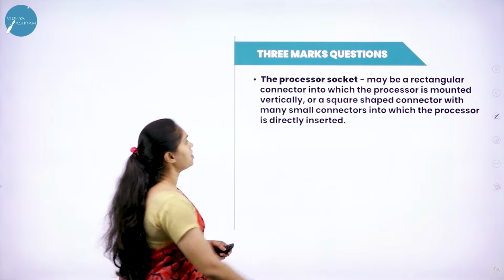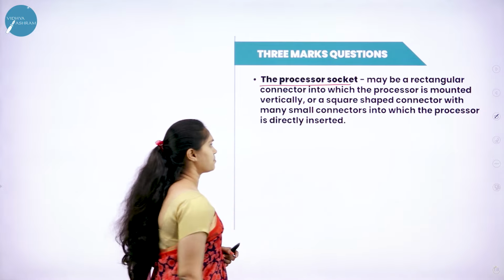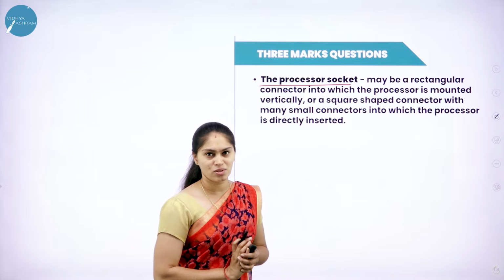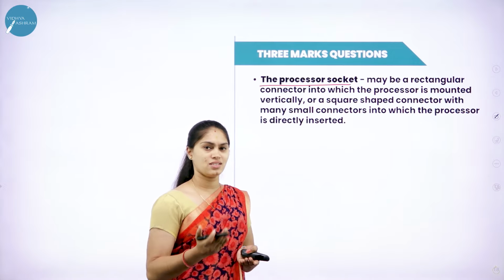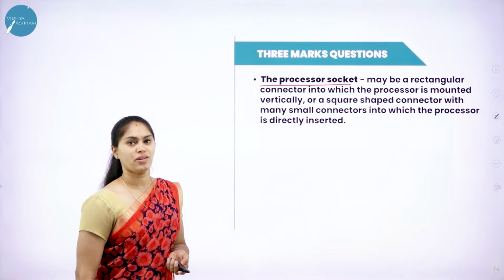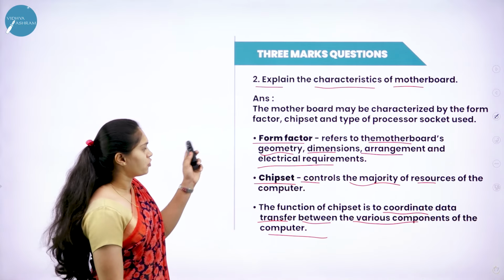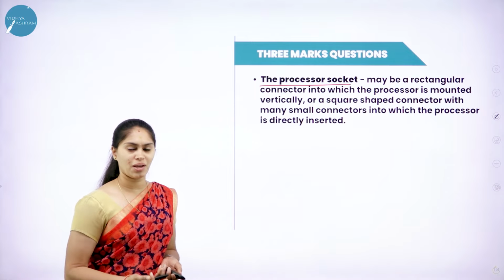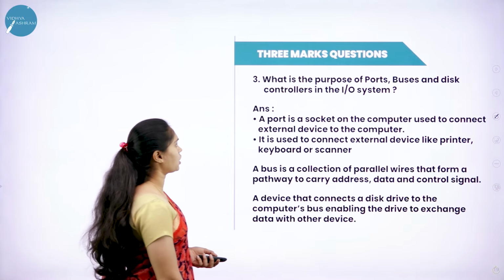And also we have the processor socket. This processor socket is mainly used to insert a CPU or a processor in the motherboard. This is what the characteristics of a motherboard comprise: form factor, chipset and processor socket. So 3 points, 3 marks. Next we'll see the question.